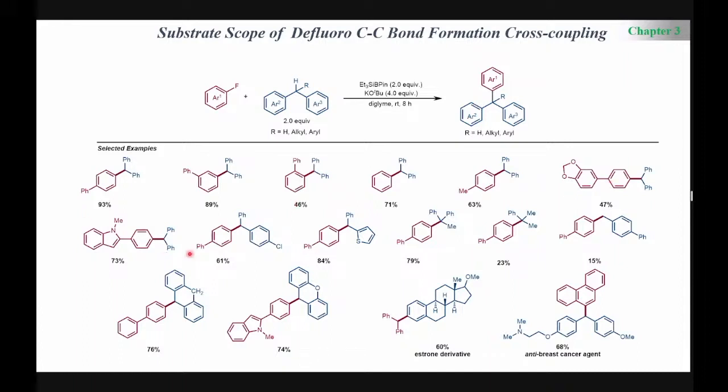We next examined the substrate scope of these diarylmethanes. Well, generally, these products were obtained with good yield, including these quaternary structures. The interesting part is that this dihydroanthracene, which usually acts as a radical inhibitor, is suitable for this protocol as well. To highlight the synthetic applications of this protocol, we examined the functionalization of a couple of drug derivatives, and corresponding products were given with good yield.